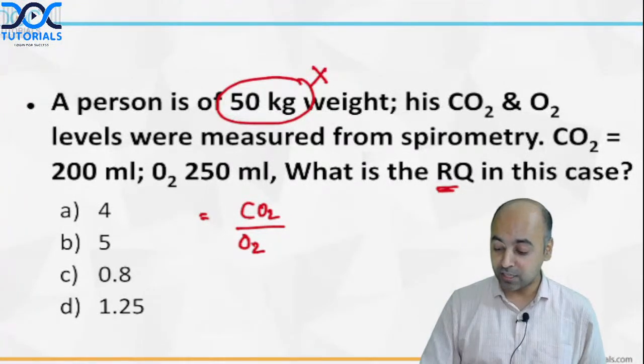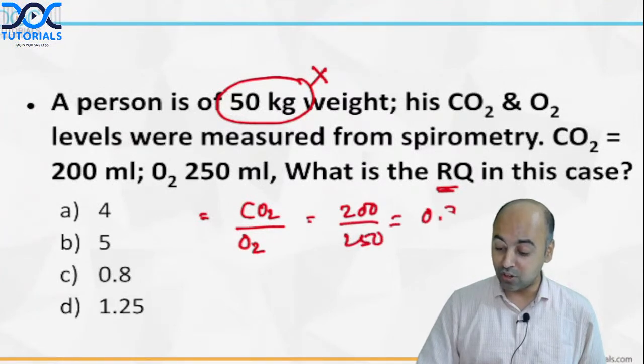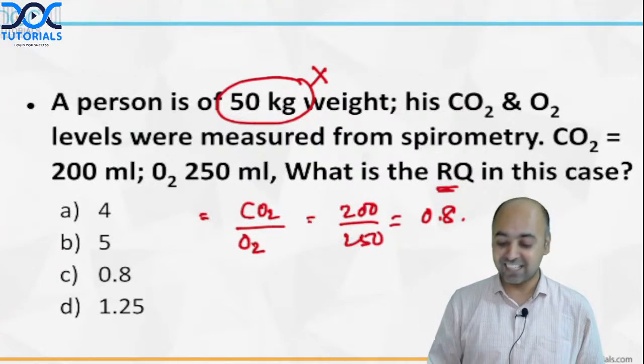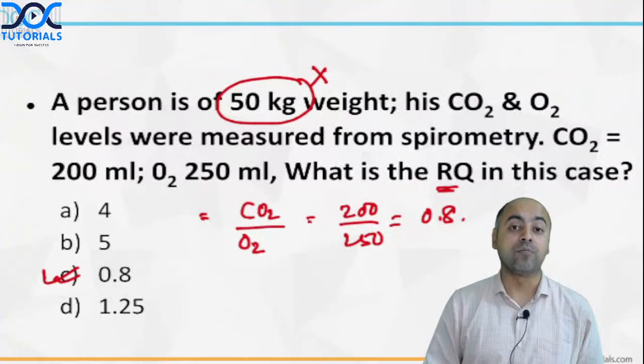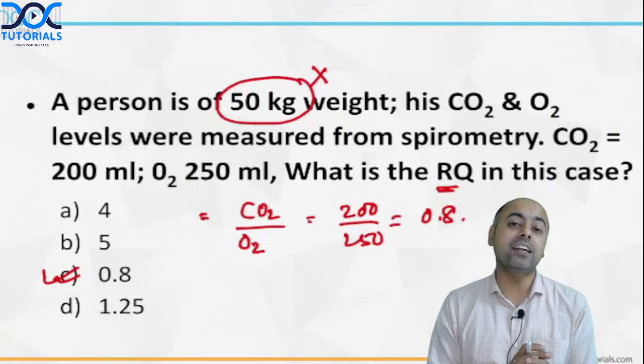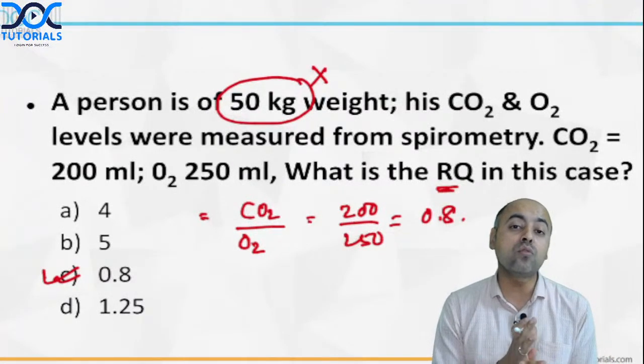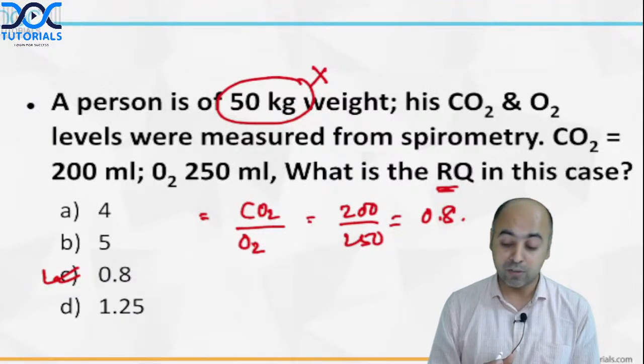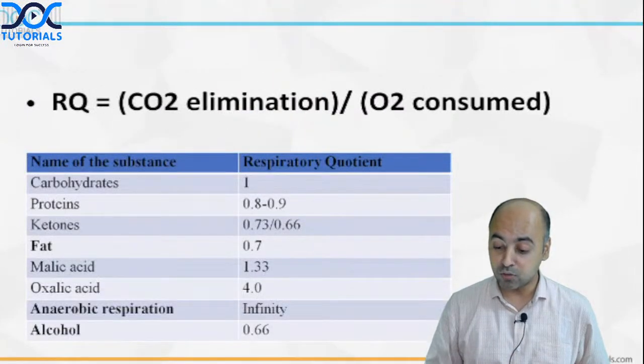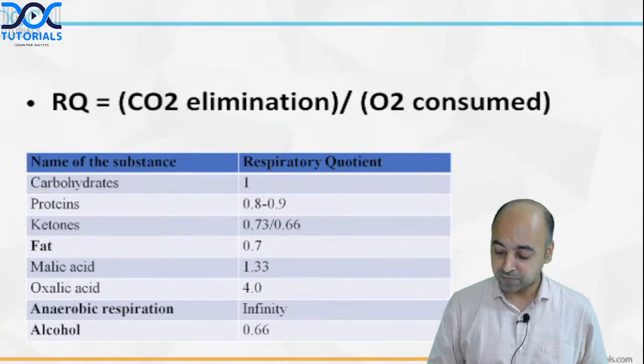So if you put in the values correctly, it will be 200 divided by 250 to give you a value of 0.8, which is option C. Very good. Second part, sometimes they can directly ask you on the RQ for the different macromolecules. So you should also know the RQ values for the different macromolecules, which I'll highlight here.